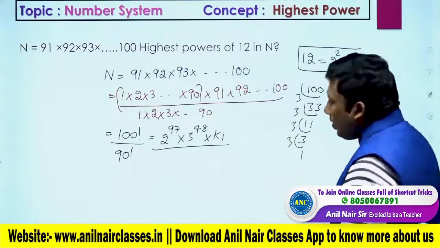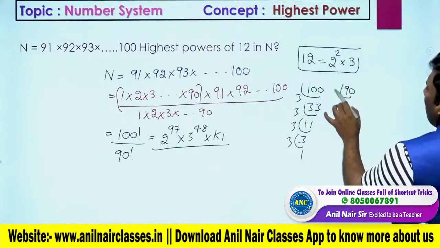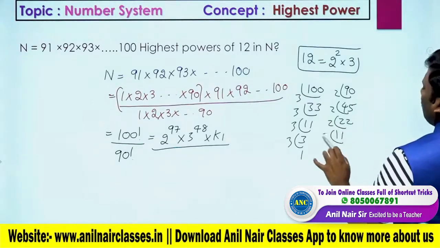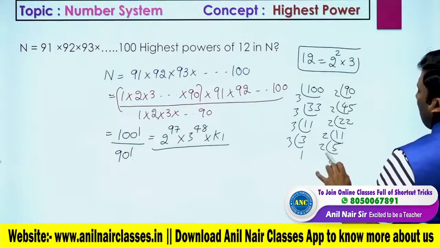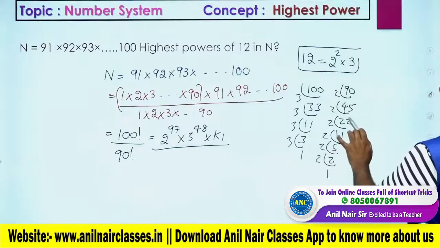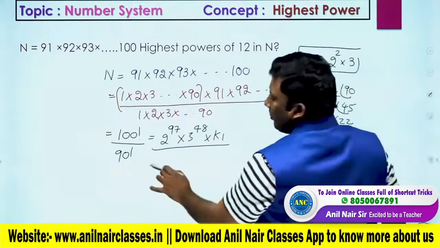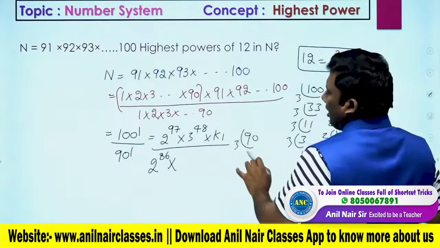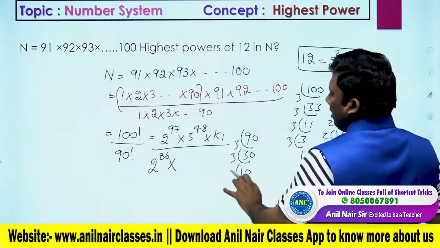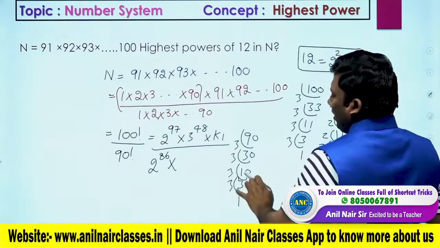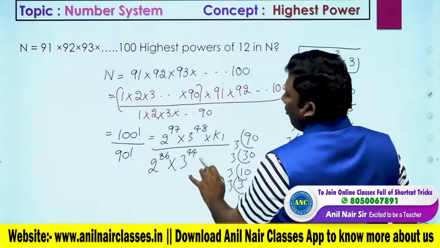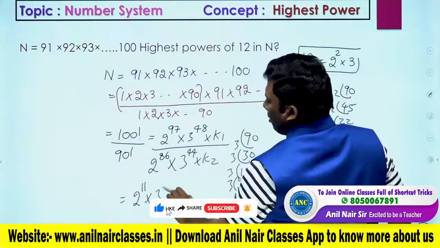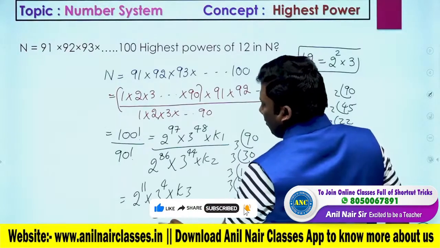90 factorial: 2 45s are, 2 22s are, 2 11s are, 2 5s are, 2 2s are, 2 1s are. 8, 19, 41, 86. So this will be 2 power 86 into 3, it will be 3 30s are, 3 10s are, 3 3s are, 3 1s are. 40, 44. 3 power 44 into some other prime bases. This will be 2 power 11 into 3 power 4 into K1 by K2, it is K3.